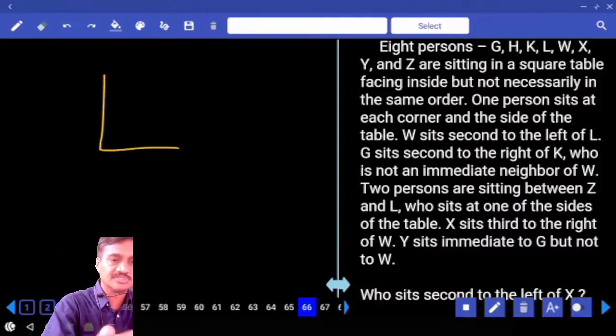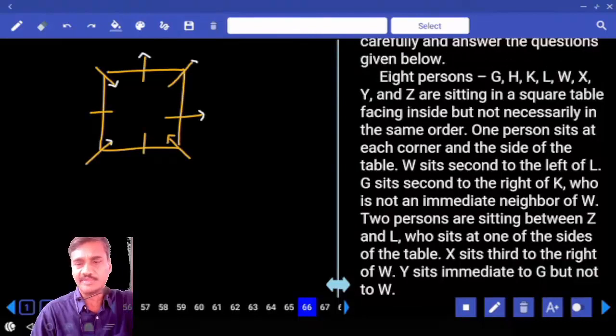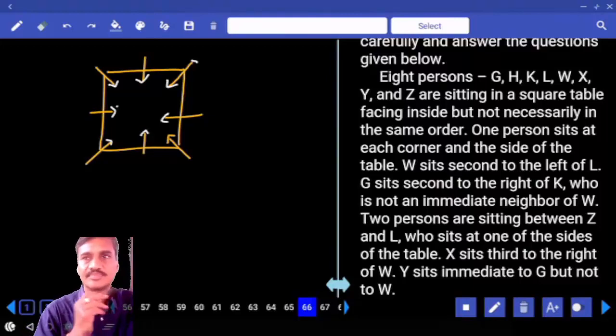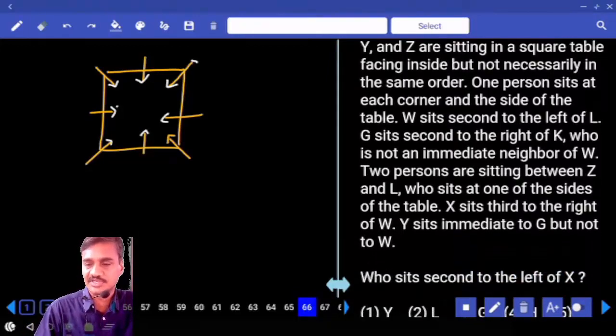There are 8 persons seated around a square table, 4 at the center and 4 at the corner. All the persons are inside only. All the persons inside means it is nothing but your circular table. Then one person sits at each corner and each side of the table.